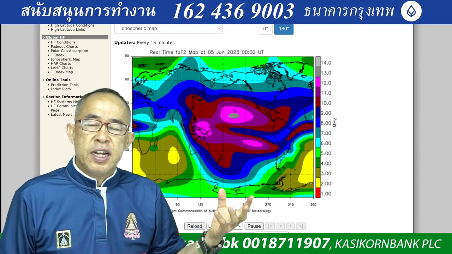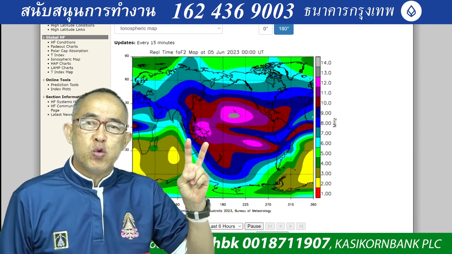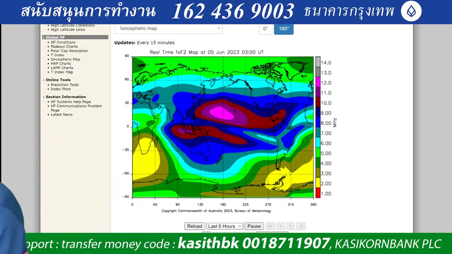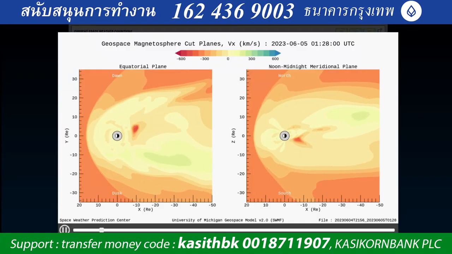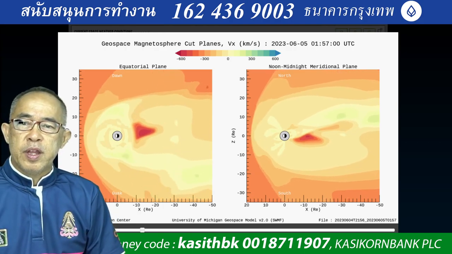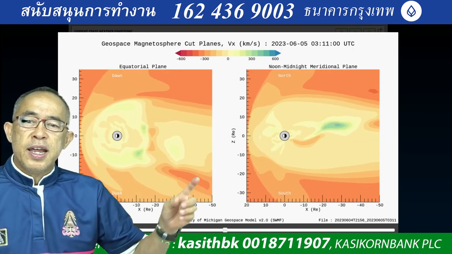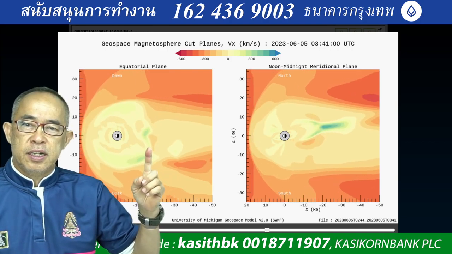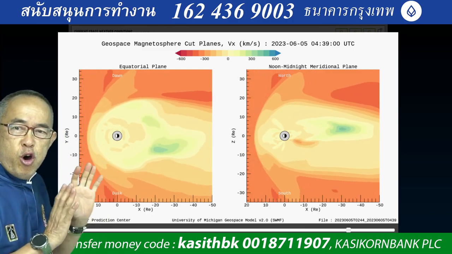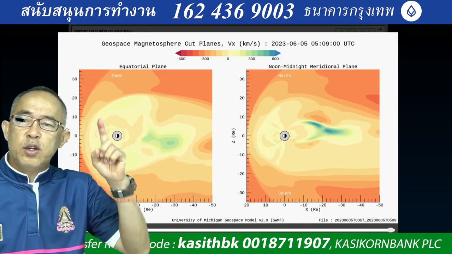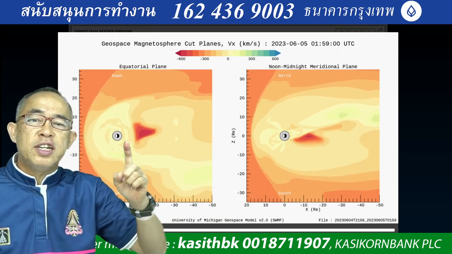It shows that the energy that hits Earth comes from more than two sources of energy. Again and again, strong data, very strong energy, strong protons at the backside of the Earth. The sun is right here, right? The solar wind blows from my side to this side. Look at the color. At the back, it is much stronger than at the front.